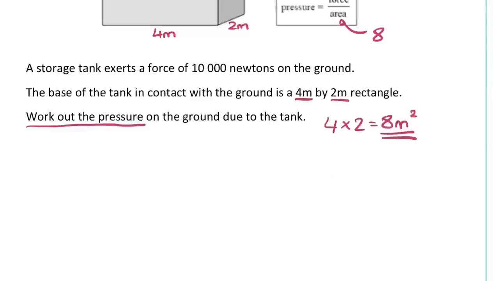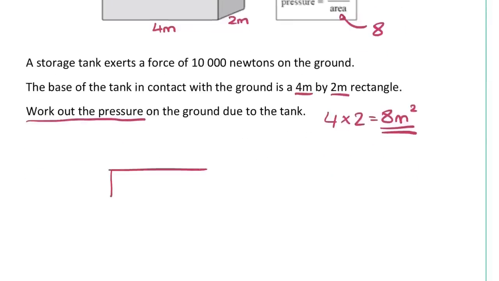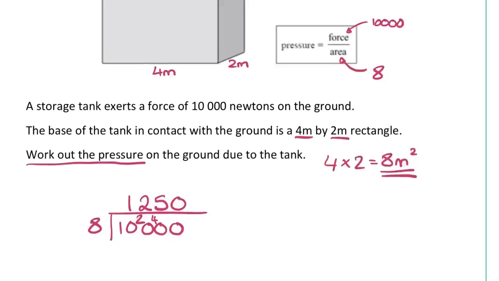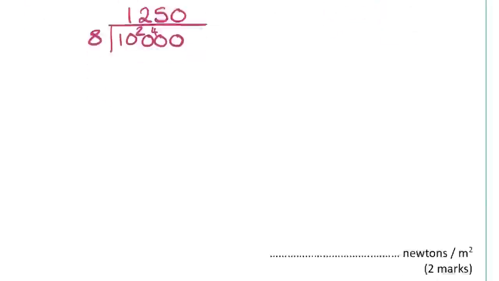Of course, I want to take my time with that, so I'm going to use bus stop division again. 10,000 divided by 8. 8 goes into 10 once, remainder 2. It goes into 20 twice, remainder 4. It goes into 40 5 times, and then 0 at the end. So there we go, we have 1,250.